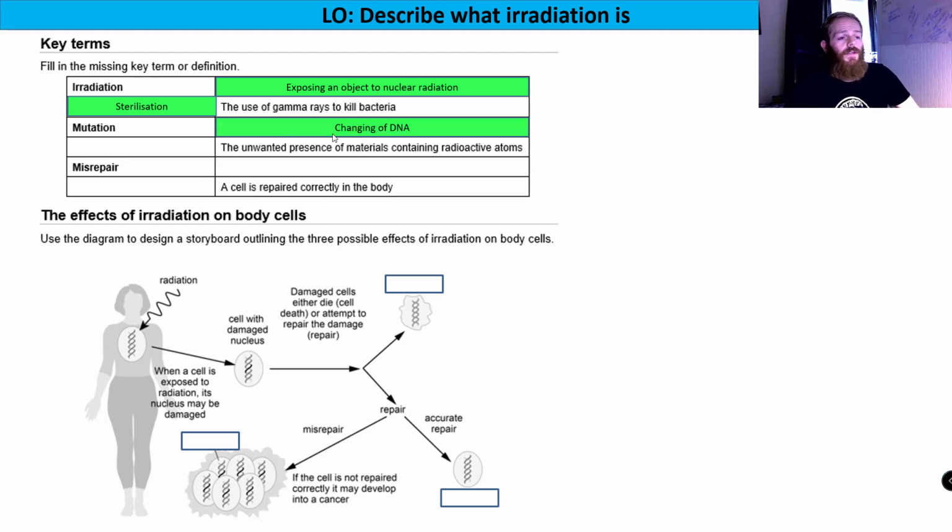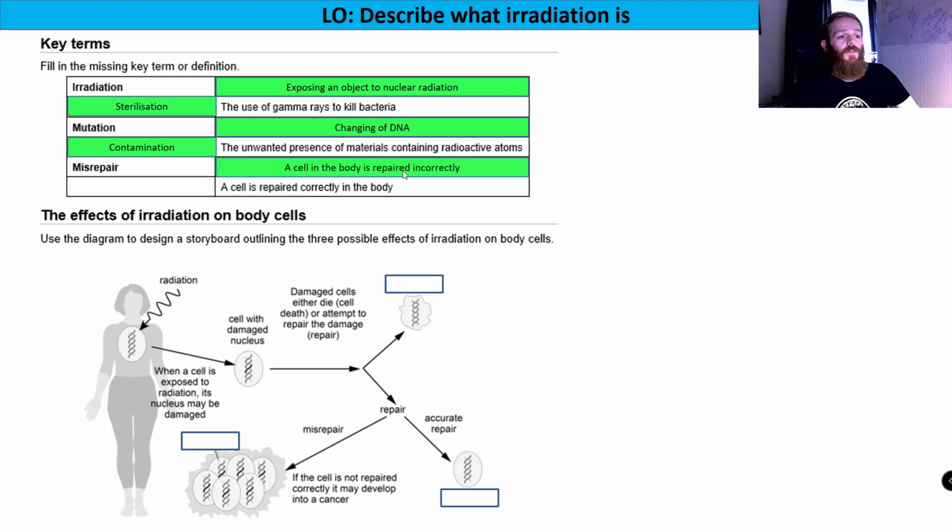Mutation is when there's a change of DNA. So DNA is meant to be however it's meant to be in a normal cell, but then obviously radiation could cause a change in that DNA, and we call that mutation. Contamination is the unwanted presence of materials containing radioactive atoms. So you end up with a radioactive source in a place where you don't want it. Well, that's a contamination.